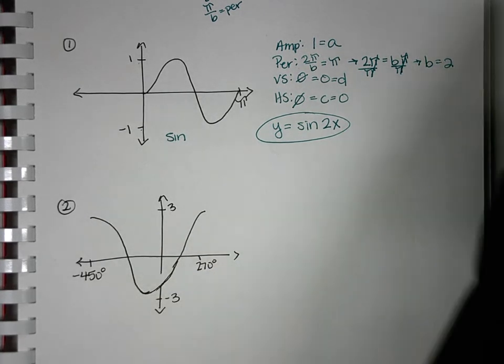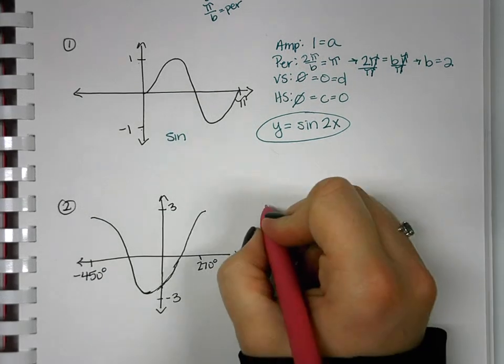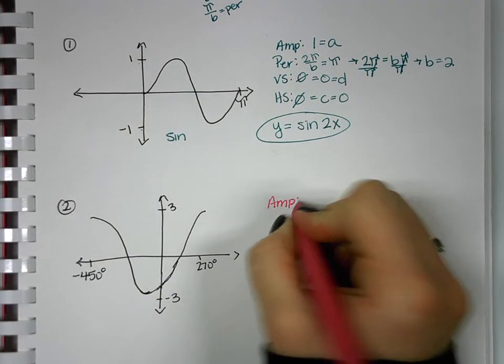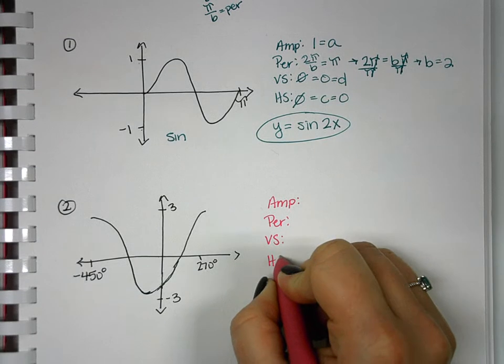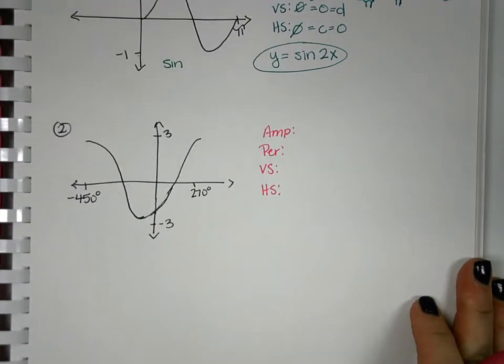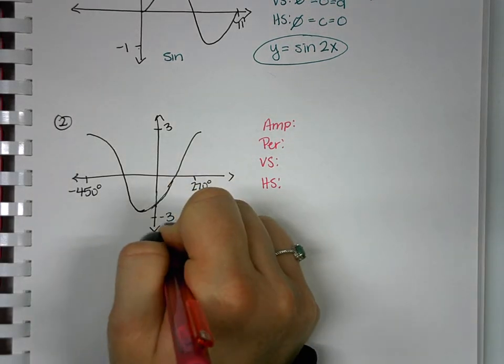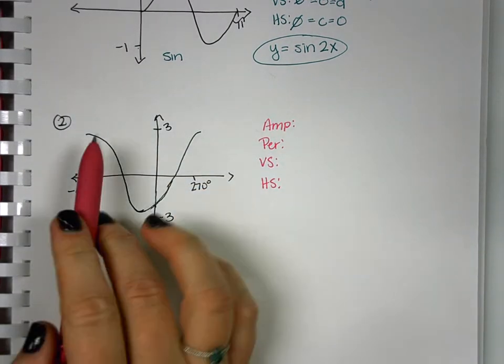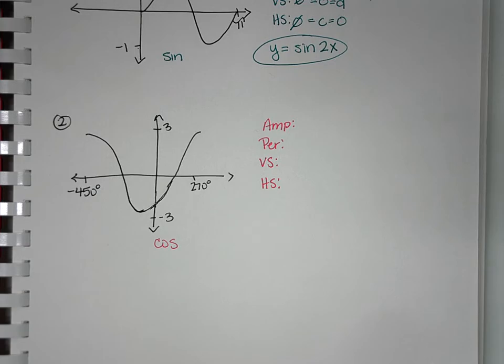So just like in the other one, we're going to start by trying to figure out our 4 things. Amplitude, I guess it's actually 5. Period, vertical shift, and horizontal shift. We also need to figure out what function we think it is. So because of the way it looks as it's given to us, I would say cosine. Because it starts high, it looks like a cup, cosine cup. So I'm going to go with cosine and write it around it being a cosine.